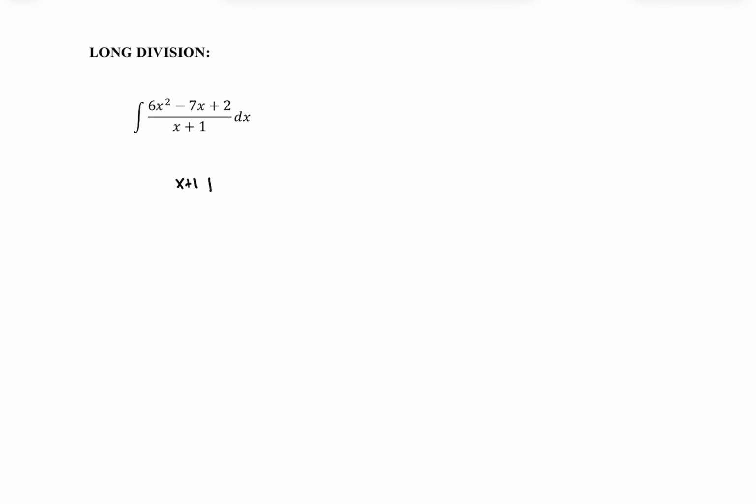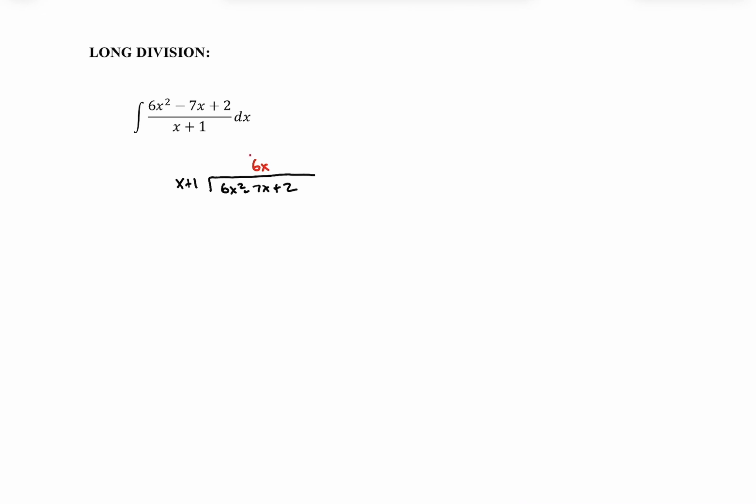In this case, we're dividing x plus 1 into 6x squared minus 7x plus 2. So this is our traditional way of setting this up. You can also use synthetic division, I suppose, but I'll just use this method for right now. The first question you ask yourself is, what do you multiply x by in order to get 6x squared? And the answer is 6x.